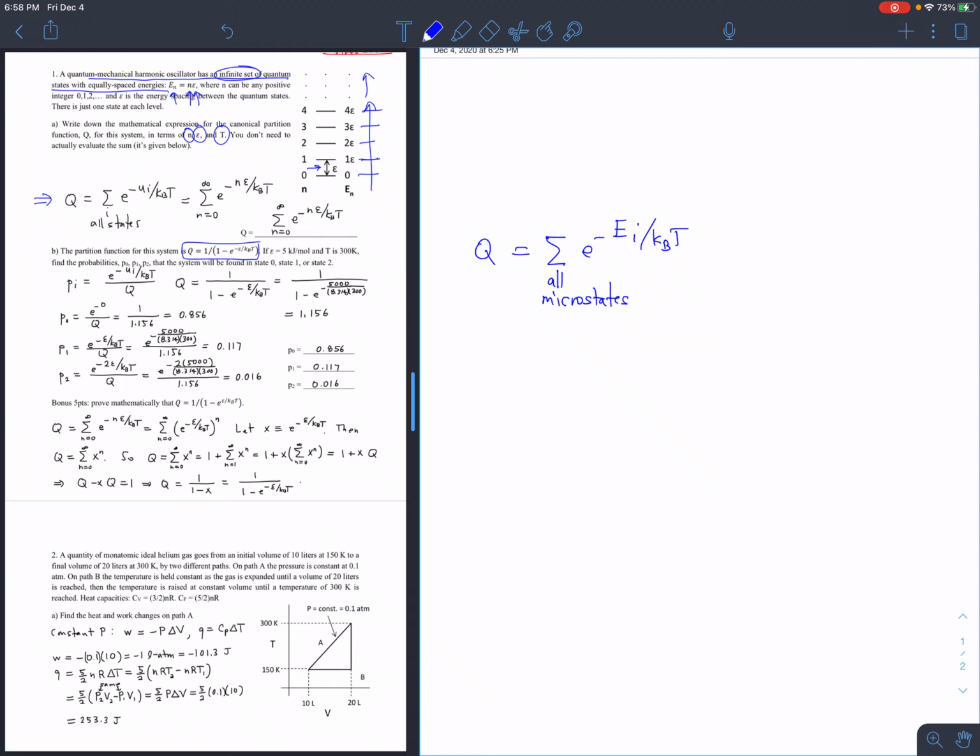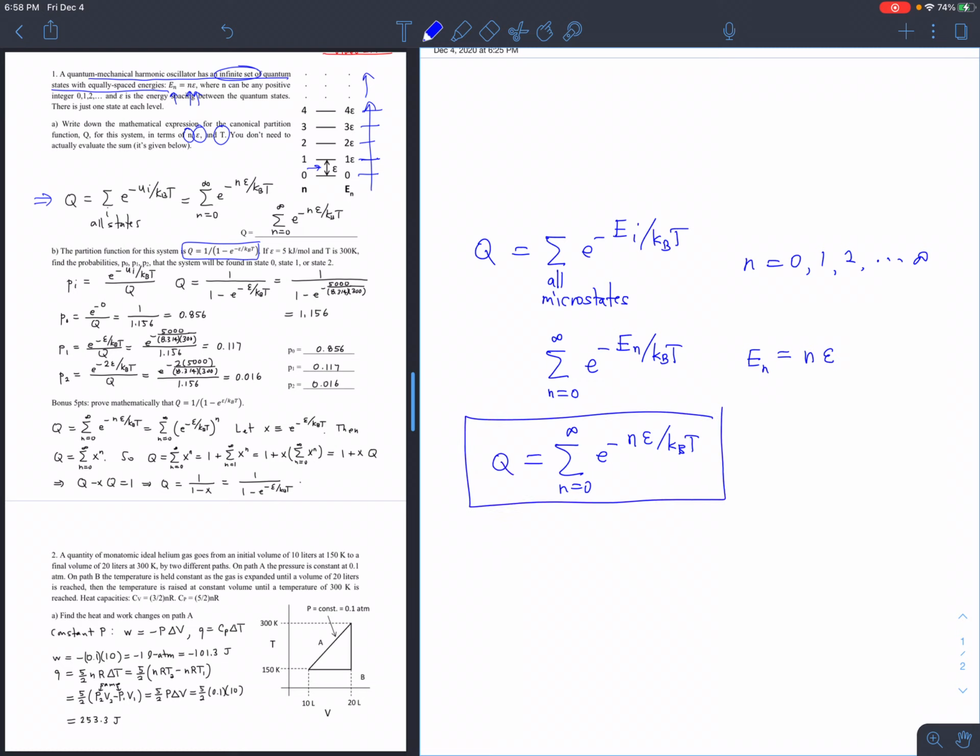So in this case, there's an infinite set of microstates here, and the quantum number n starts from 0. n goes from 0 up to however high you want to go, up to infinity. And there's one microstate for each n value, so our sum is n equals 0 up to infinity of e to the minus E for n divided by kBT. E for n is equal to n times epsilon, and so this just becomes the sum from n equals 0 to infinity of e to the minus n epsilon over kBT, and that's Q, and that is the answer for the first one.